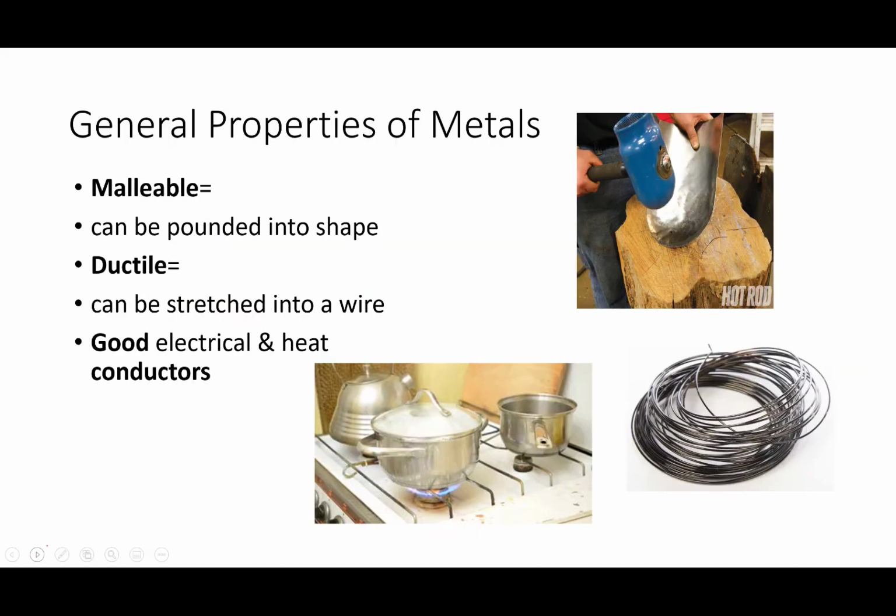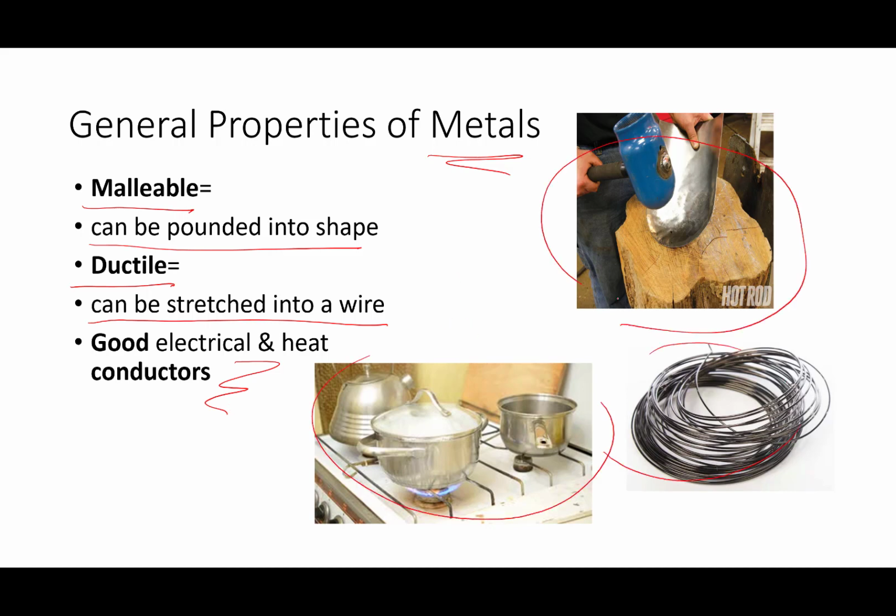So what's going on with metals, and how does this metallic bond actually explain what's going on with metals? Well, metals have a couple really unique properties. One, they're malleable and ductile. That means they can be pounded into shape and stretched into wire. You cannot do that with covalent and ionically bonded substances. Metals are also really good electrical and heat conductors. So there's something going on at an atomic level that allows all of these things to occur.